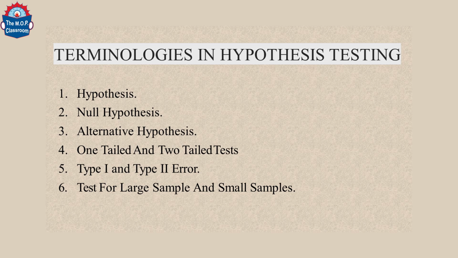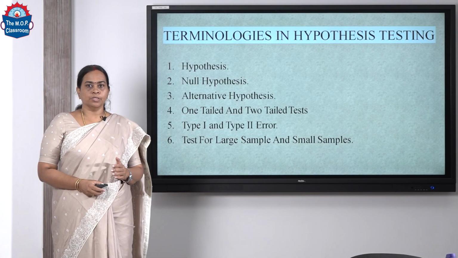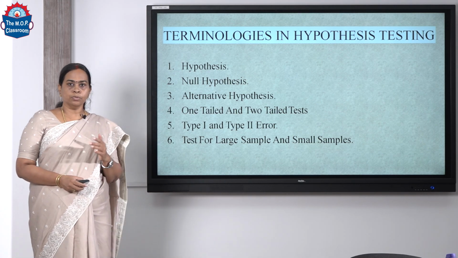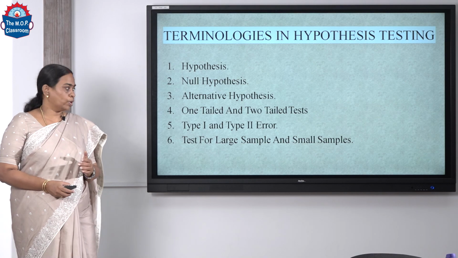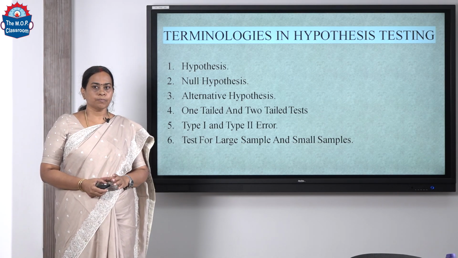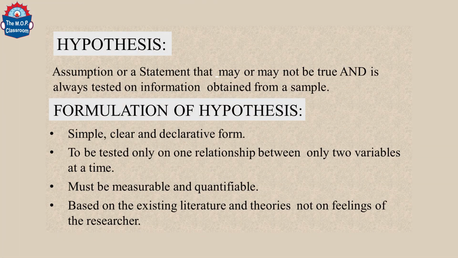Now, terminologies in testing of hypothesis: hypothesis, null hypothesis, alternative hypothesis, one tail and two tail test, type 1 and type 2 errors, test for large sample and small sample. We will see them one by one now.